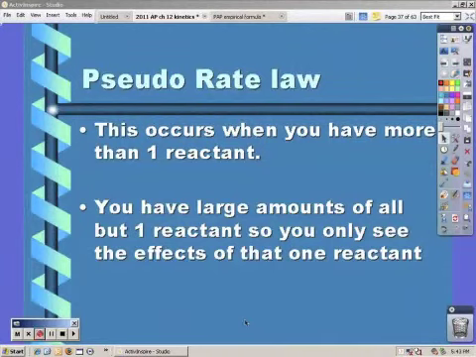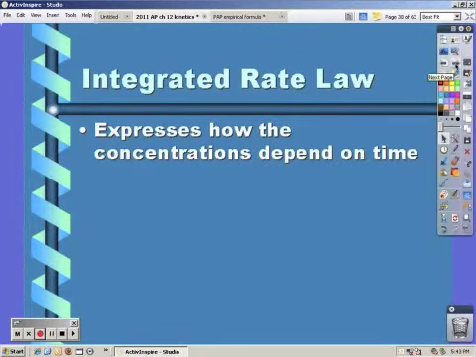Alright, so the pseudo rate law occurs when you have more than one reactant. You're going to put large amounts of all the reactants except one so you can see the effects of that one reactant. They use the pseudo rate law when we're talking about the integrated rate law. An integrated rate law expresses how the concentrations depend on time.